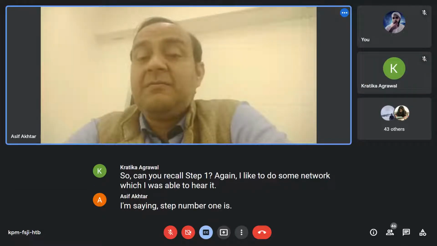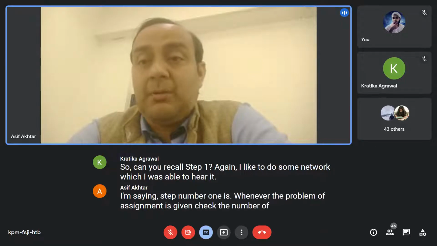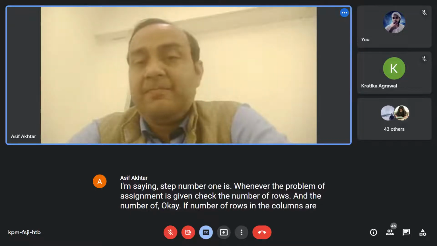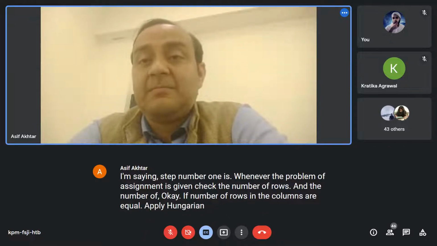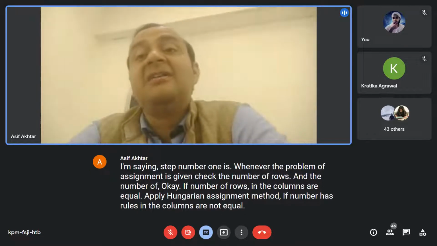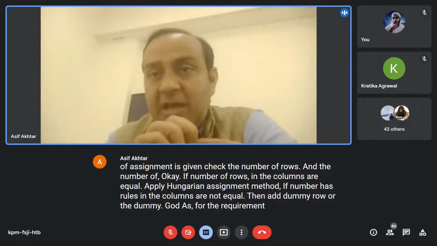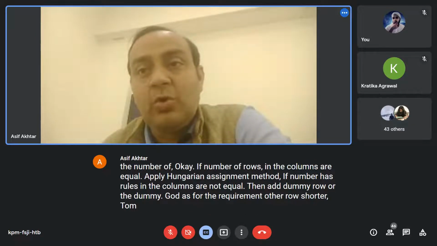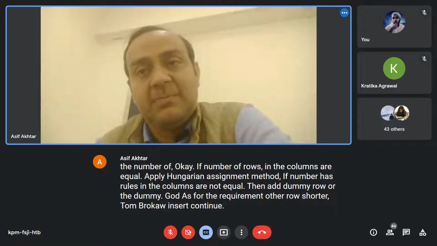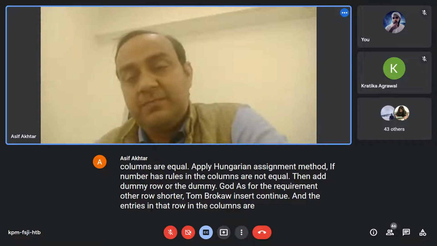I'm saying step number 1 is, whenever the assignment problem is given, check the number of rows and the number of columns. If the number of rows and columns are equal, apply the Hungarian assignment method. If they are not equal, then add a dummy row or a dummy column as per the requirement. If the rows are short, we insert a dummy row; if the columns are short, we insert a dummy column. And the entries in that row and column are 0.